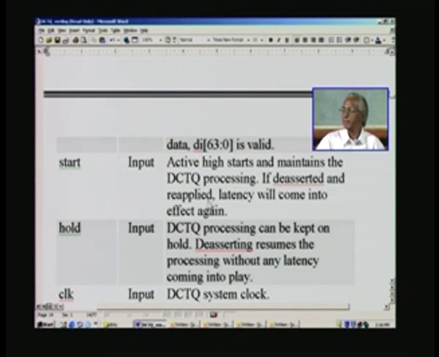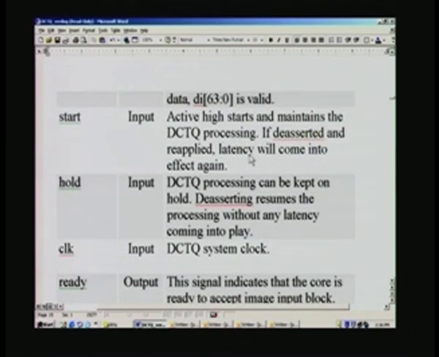If deasserted and reapplied, latency will come into effect again, that is what we are saying, that this latency basically is applicable only for the very first block that we are processing. That means to say the output starts coming only after the latency time has expired, only after a delay it will start. Once it starts, 1 pixel per 1 clock rate is maintained, so long as you do not make this 0. The moment at any point of time you make it 0, again that 45 latency will come into picture. So, if you want to avoid that, a better alternative will be to use the hold, so that it freezes at the point where you left, and you can resume at a later time when the need arises by deasserting the hold. So, that is what is mentioned here.